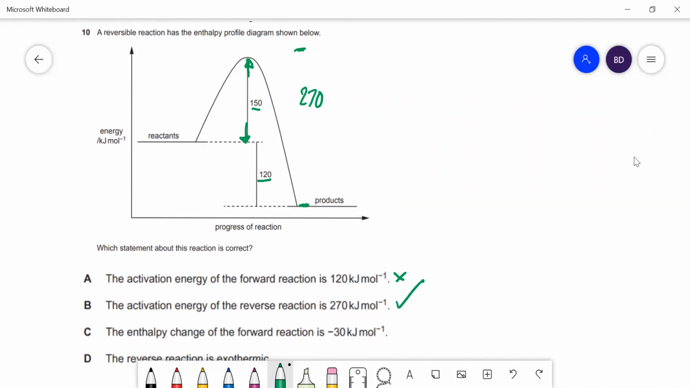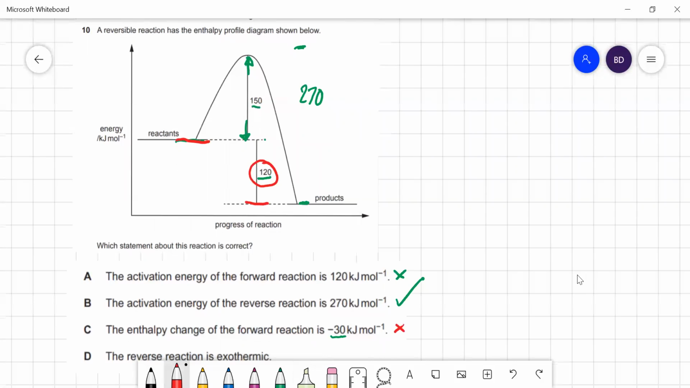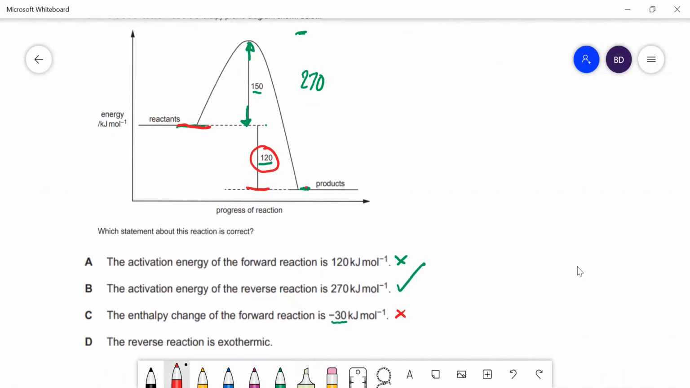Let's just check the other ones. The enthalpy change of the forward reaction is -30. That's wrong. The enthalpy change is from that height down to there, which is -120. The reverse reaction is exothermic? No, it's not, because the products of the reverse reaction have a higher chemical energy than the reactants. So the chemical energy has gone up. That means thermal energy has been converted into chemical energy in the reverse reaction. That is an endothermic reaction. So B is our answer.